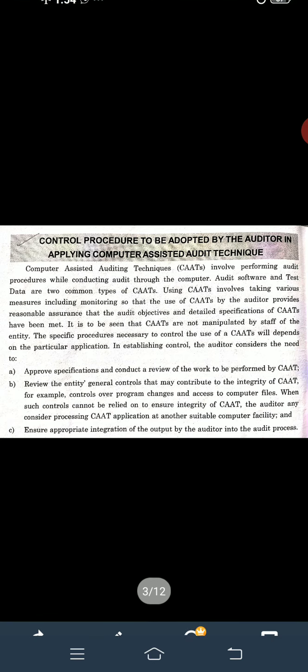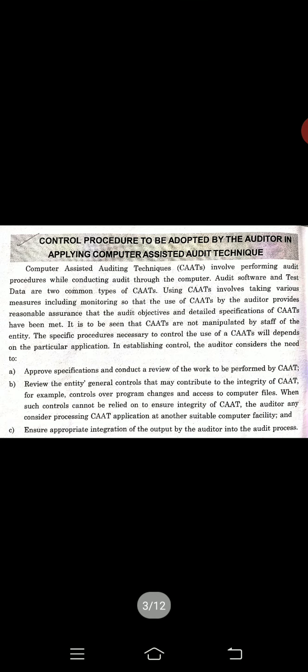In order to establish control over the CAAT, the auditor considers that there is a need to approve the specification and conduct a review of the work to be performed by the CAAT. They have to approve the specification, and review all the work that is done through the CAAT.